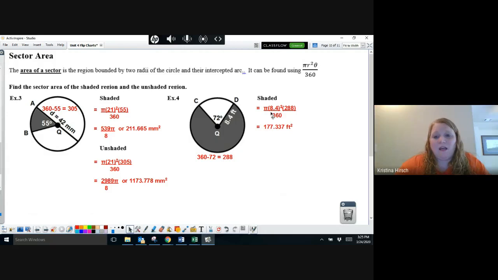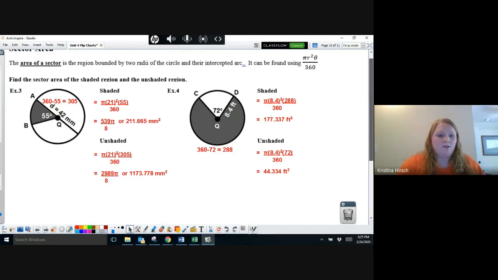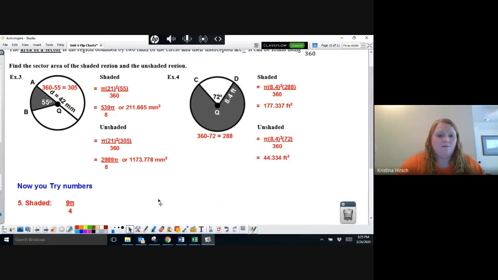And this time I don't get an answer with pi because of the decimal, but I get 177.337 square feet. So for the unshaded, I should expect that to be significantly smaller, right? Because this is a whole lot of shaded space and not a lot of unshaded space. So when I put that in my calculator, I'm using the 72 degrees this time, and I do get 44.334 square feet. All right, so at this point, you can press pause and try numbers 5 through 8 at the bottom of your paper and see how you do.